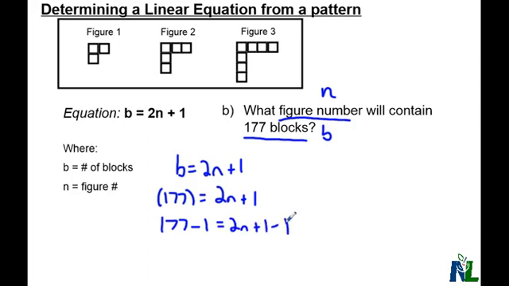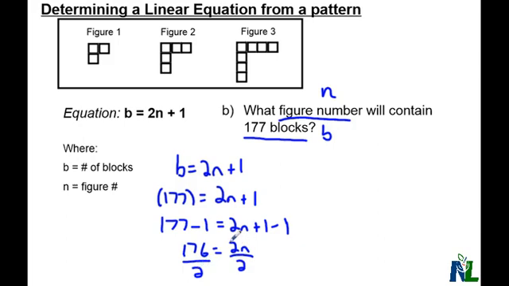Okay, what I do to one side of the equation, I do to the other. What this leaves me with is 176 equals 2 times n, because plus 1 and minus 1, they cancel each other out. Well, what I have now is 2 times n equals 176. Well, what can I multiply by 2 to end up with 176? If you can't work that out in your head, the algebraic process you can use is to divide both sides of your equation by 2. So whatever number is being multiplied by n, you divide both sides by that number.